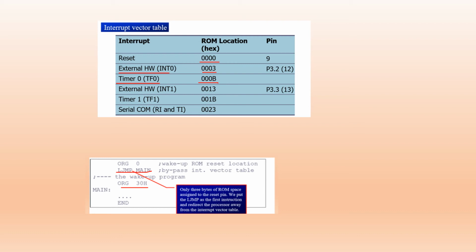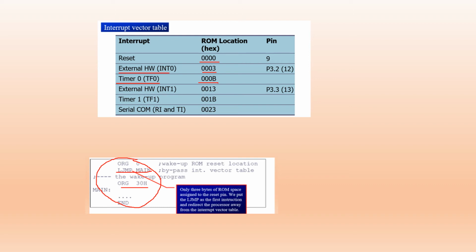What I said earlier applies to all the interrupts: 8 bytes of memory location are allocated. If your program is small enough to fit in those 8 locations, you can write it there. Otherwise, you can put an SJMP or LJMP in those locations and redirect the microcontroller to execute the interrupt service routine written at some other place, as we did in the case of the power on reset. Similarly, we can do this for all other interrupts.